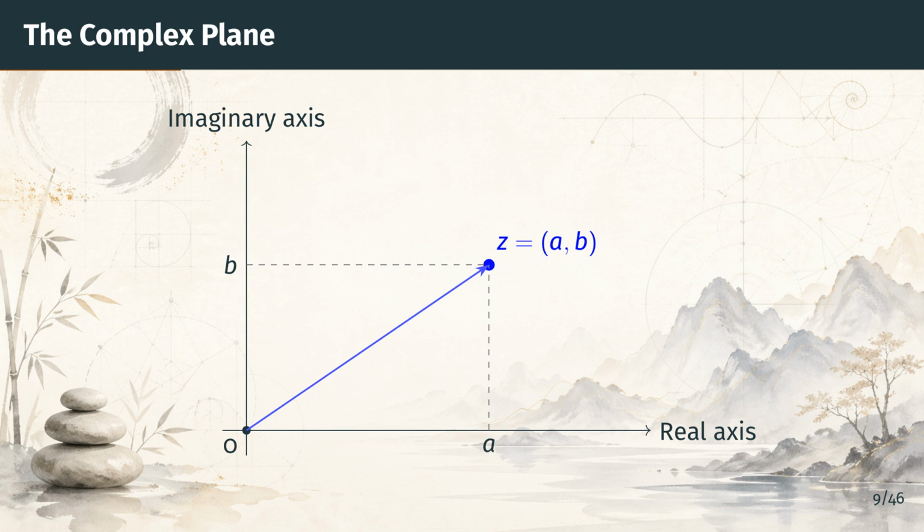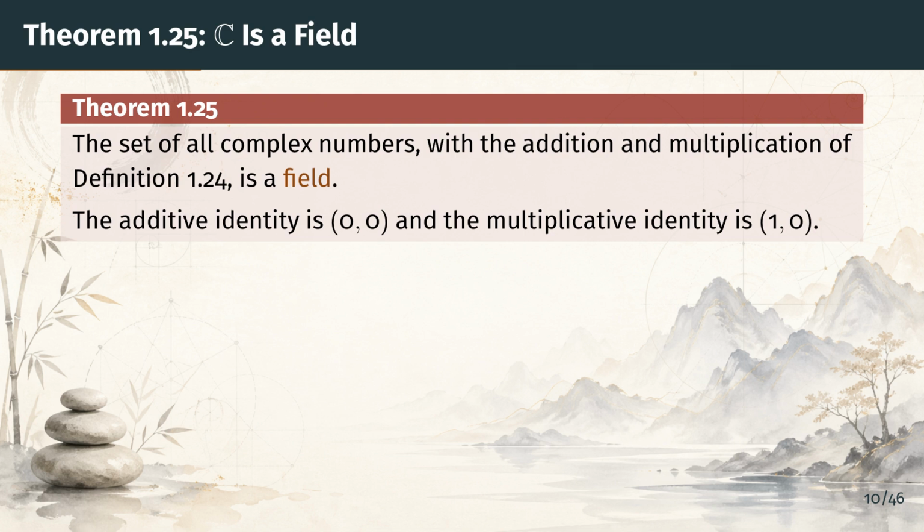Now let's verify that these arithmetic rules give us a field. This is the main structural result. The complex numbers form a field. That means all the field axioms we listed back in definition 1.12 are satisfied. Commutativity and associativity of addition and multiplication, existence of identity elements and inverses, and the distributive law. The zero element is the pair (0, 0), and the one element is the pair (1, 0). The proof is a systematic verification of each axiom using the field properties of the reals.